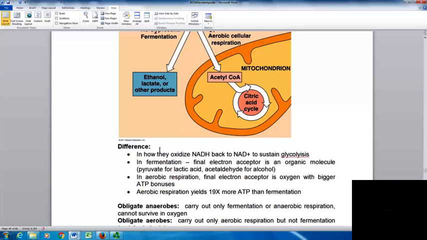In fermentation, the final electron acceptor is an organic molecule. So pyruvate for lactic acid, acetaldehyde for alcohol. In aerobic respiration, the final electron acceptor is oxygen, and it's going to have a lot more ATP come from it. Aerobic respiration is going to yield 19 times more ATP than fermentation. So it's much more efficient.